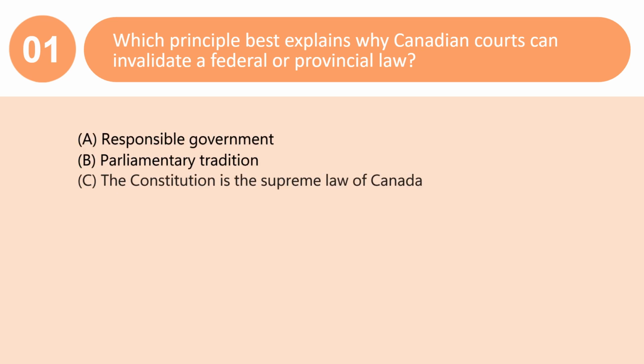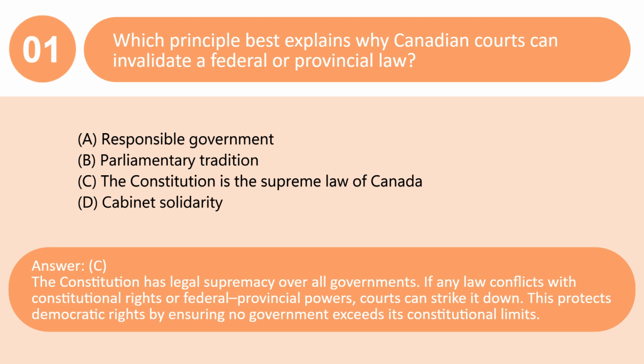Which principle best explains why Canadian courts can invalidate a federal or provincial law? A. Responsible government. B. Parliamentary tradition. C. The Constitution is the supreme law of Canada. D. Cabinet solidarity. Answer: C. The Constitution has legal supremacy over all governments. If any law conflicts with constitutional rights or federal-provincial powers, courts can strike it down. This protects democratic rights by ensuring no government exceeds its constitutional limits.